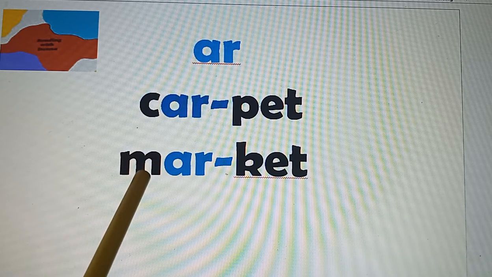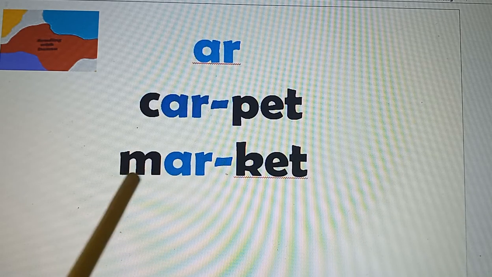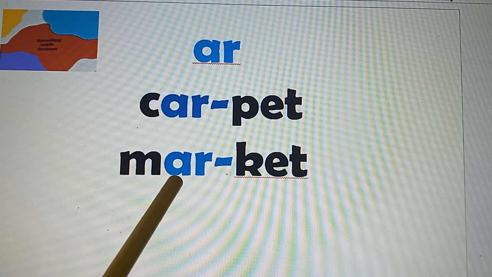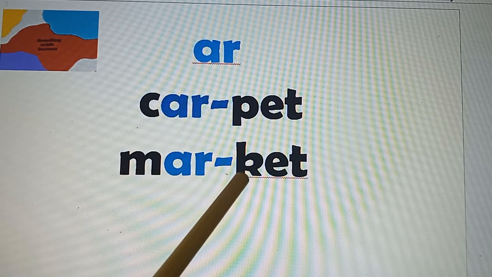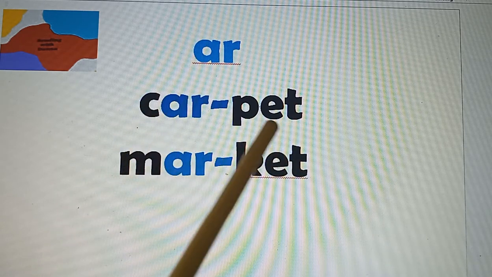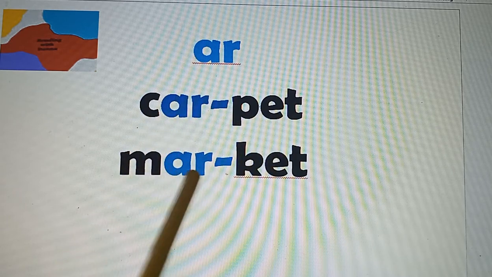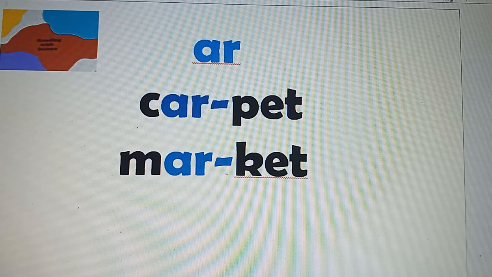Then we have m, r, mar. Mar is a single sound, and that's why we call it a syllable. And then ket, market, and carpet. Carpet, carpet, market, market. And that is how a small child will look at a big word, break it into parts, and then create syllables so they can put the word back together again.